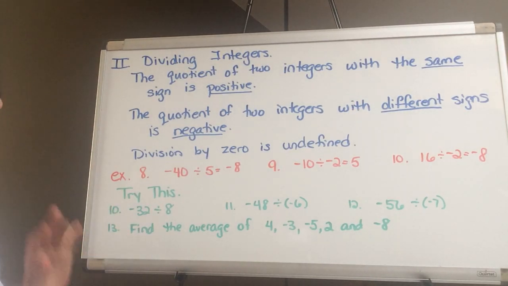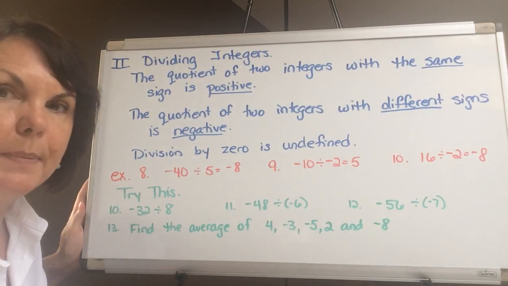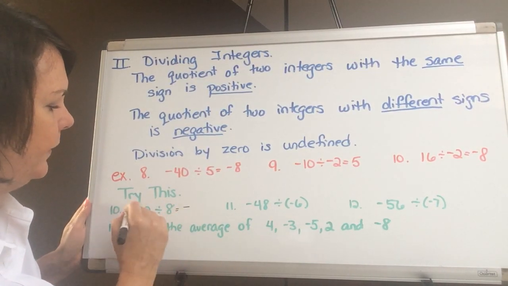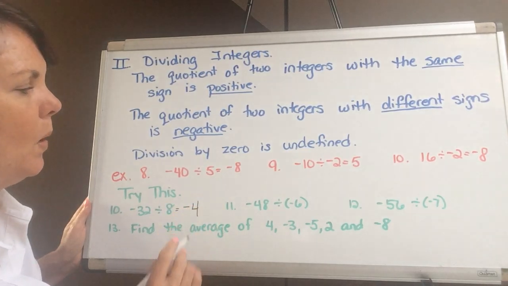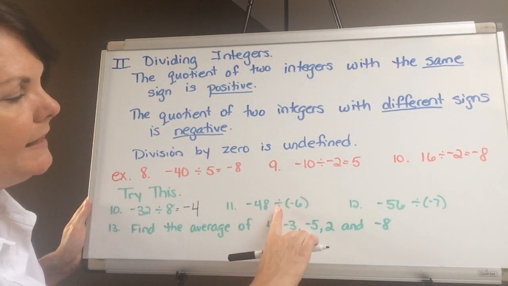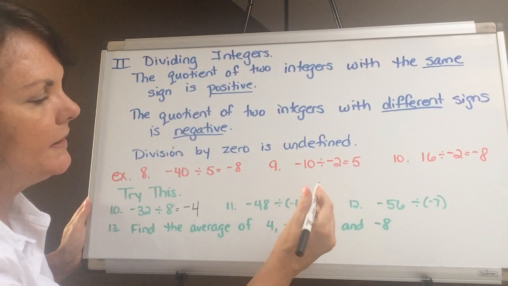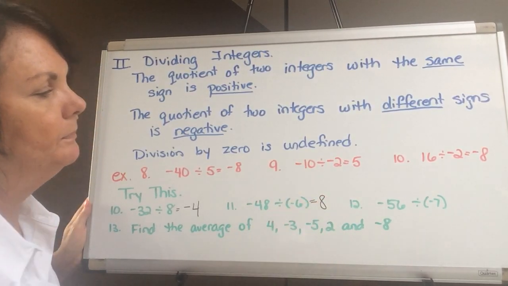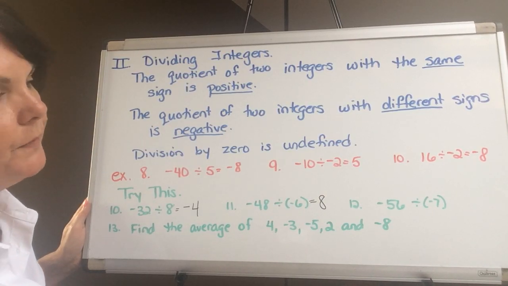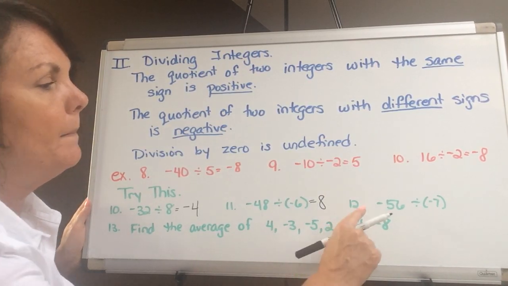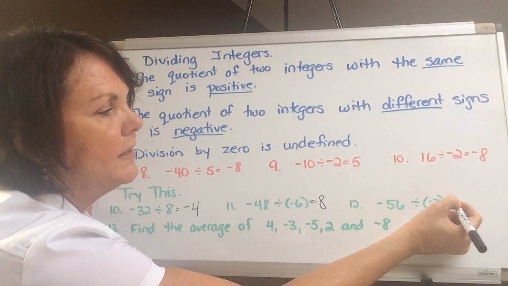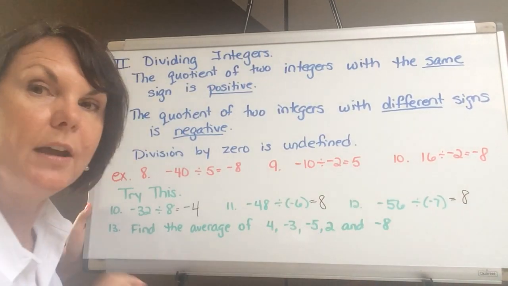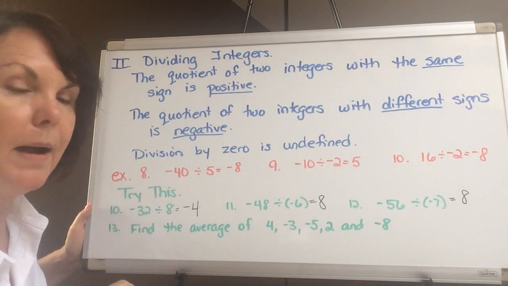Let's try a couple. Number 10, negative 32 divided by 8. A negative divided by a positive is a negative. 32 divided by 8 is 4. Number 11, negative 48 divided by negative 6. My signs are the same, so my answer is a positive. 48 divided by 6 is 8. And number 12, negative 56 divided by negative 7. My signs are the same, so this is going to be a positive, and 56 divided by 7 is 8. Notice I always do the sign first, so I don't drop it.